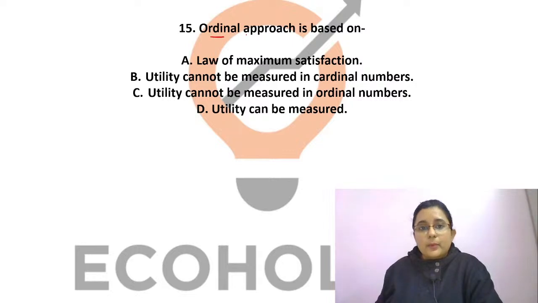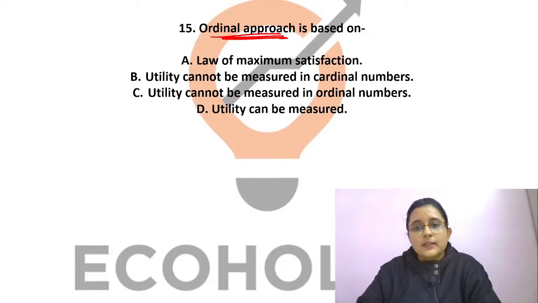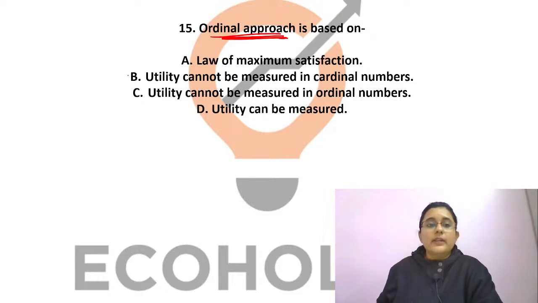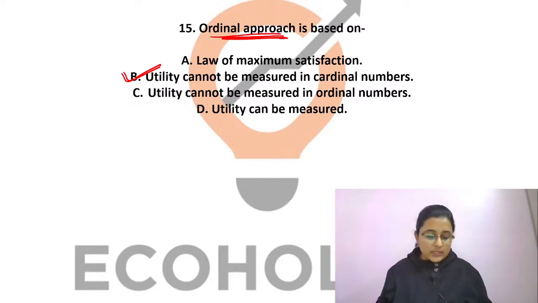The ordinal approach came up as an answer to the cardinal approach. Cardinal approach basically told that utility can be measured in cardinal numbers. But ordinal approach told no, utility cannot be measured in cardinal numbers. Rather, it can just be ranked, it can just be ordered. So here we tell that utility cannot be measured in cardinal numbers. This is the concept on which the ordinal approach is based. So your option B will be the right answer to this question.